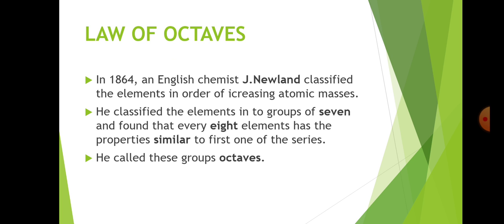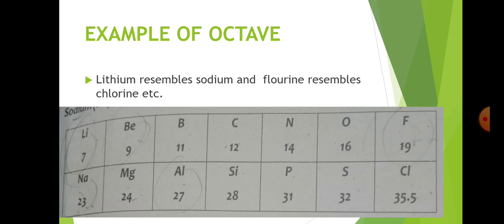He classified the elements into periods, and each period consists of 7 elements, and he found that every 8th element has properties similar to the first one of the series. He called these groups octaves, meaning the 8th one has similar properties to the first one. Like lithium resembles sodium and fluorine resembles chlorine.